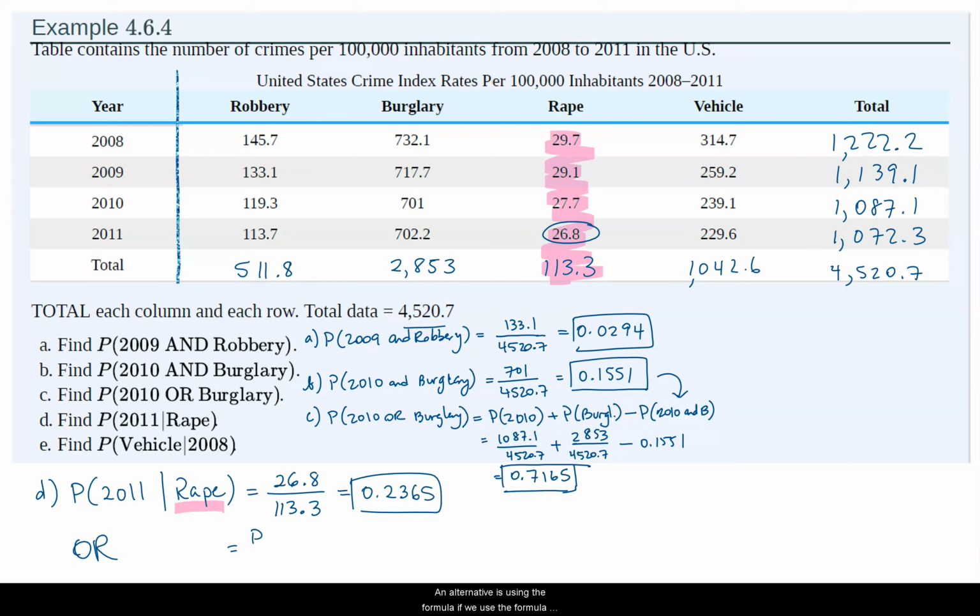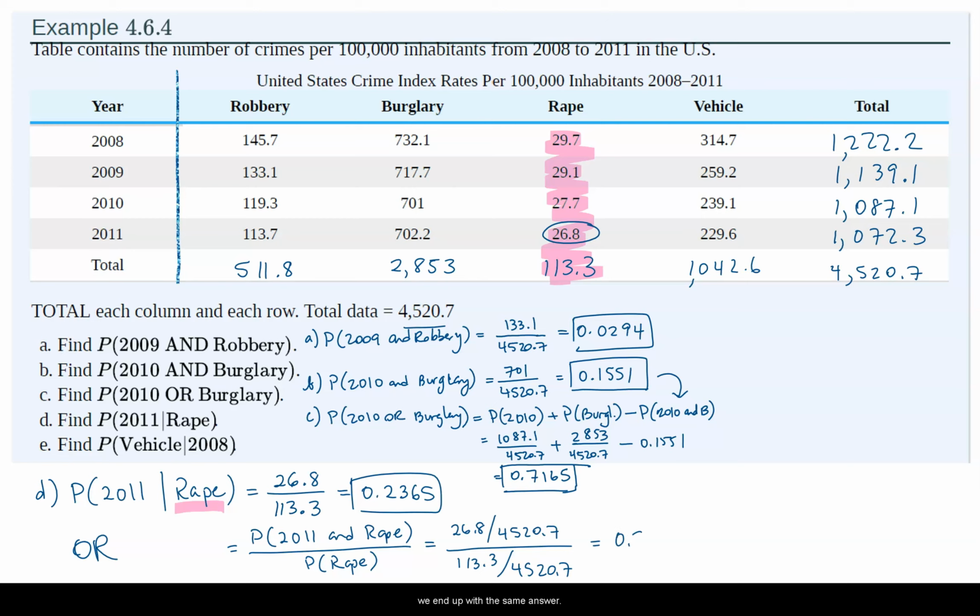An alternative is using the formula. If we use the formula, we find the probability of 2011 and rape divided by the probability of a rape crime. And so in this case, 2011 and rape is 26.8 out of our total 4,520.7, divided by the total in the rape column, 113.3, divided by 4,520.7. If we divide those out, we end up with the same answer, 0.2365. Which we should. If we're doing a problem two different ways, and both ways are correct, we should end up with the same answer.